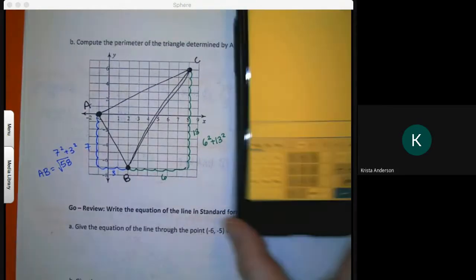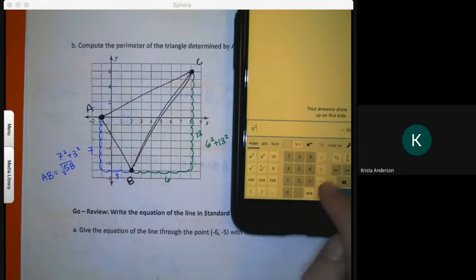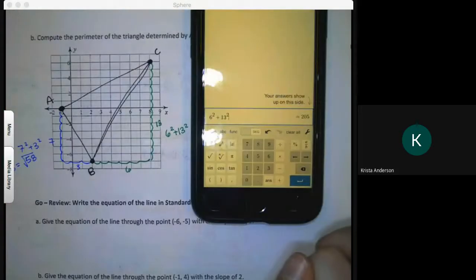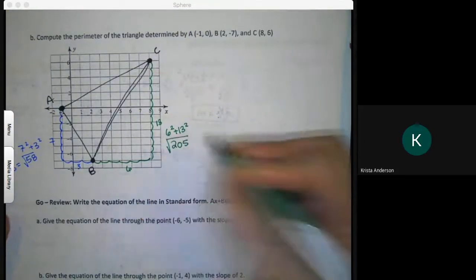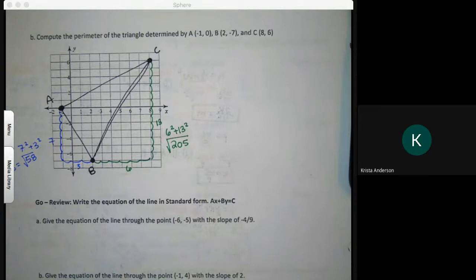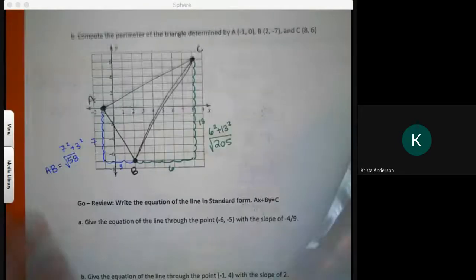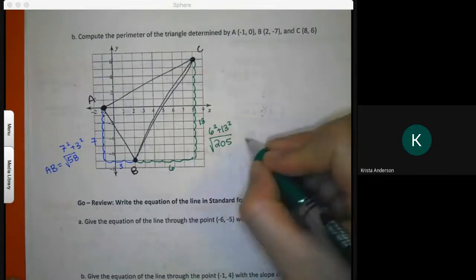All right, 6 squared plus 13 squared. That'll be hard to do. 205. And then I place a square root. And that was B to C.